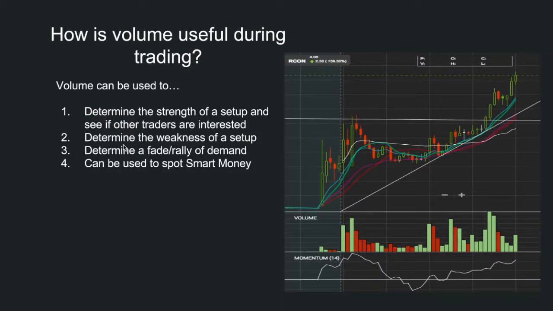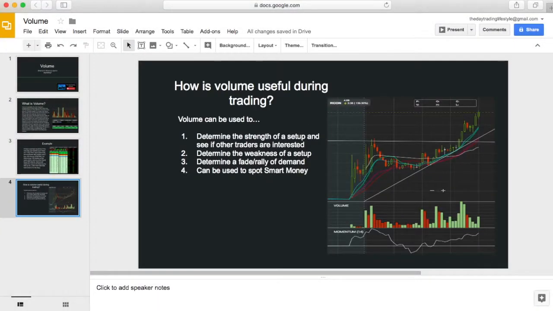It can also be used to determine the weakness of a setup. Right here, as you can see, it only had one good green candle, and after that it started fading, so there's the weakness. It can determine a fade or a rally. This is a fade and this is a rally. It can be used to spot smart money. Smart money is institutional investors. I wouldn't worry about that right now. You can learn about that later.